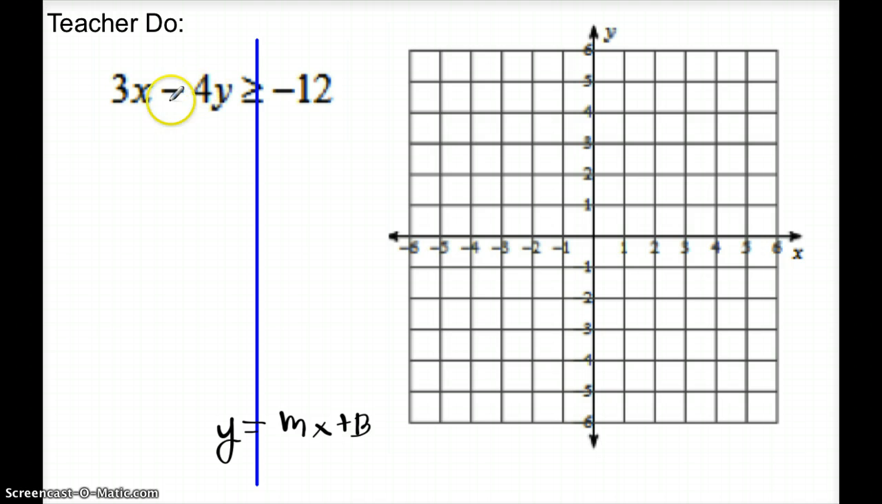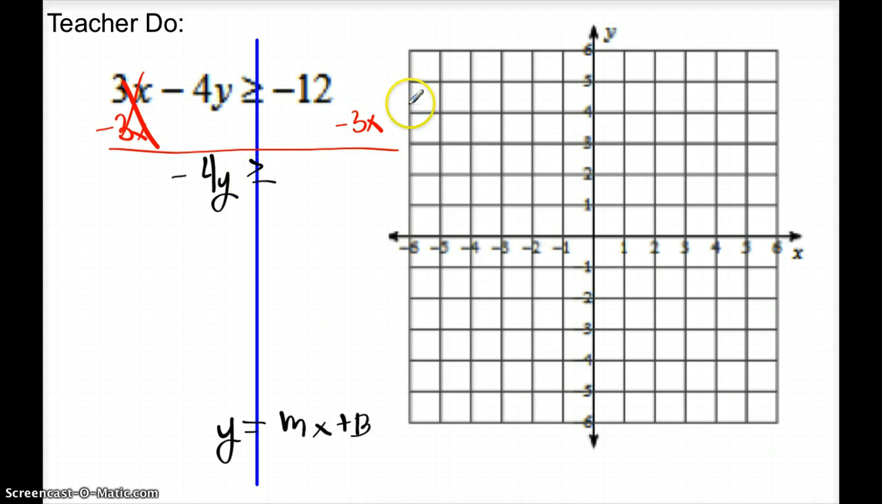So start moving things around. I want this y to stay put, so it gets all the way to the bottom. I'll get rid of this 3x. These cancel out, make it 0. I'll bring down this negative 4y is greater than or equal to, I'm going to put the x first, negative 3x minus 12.